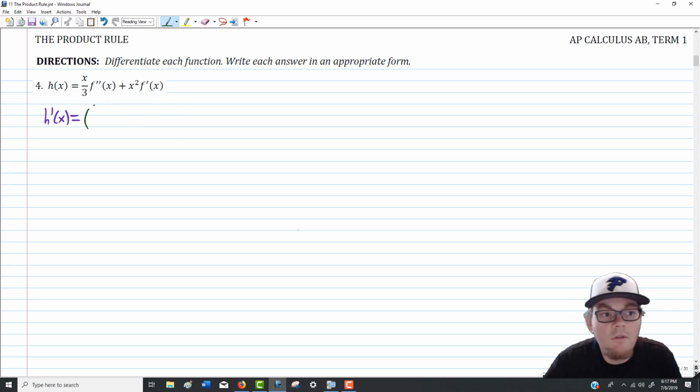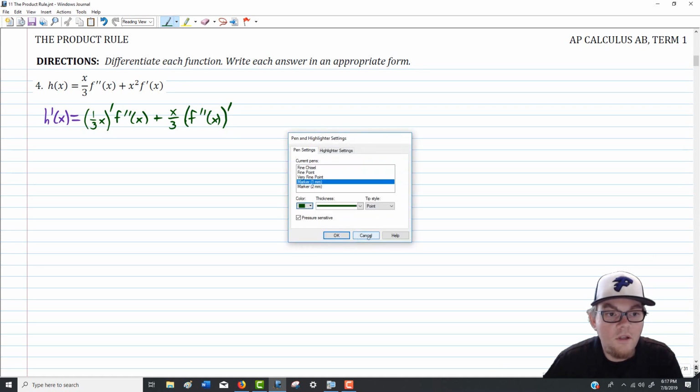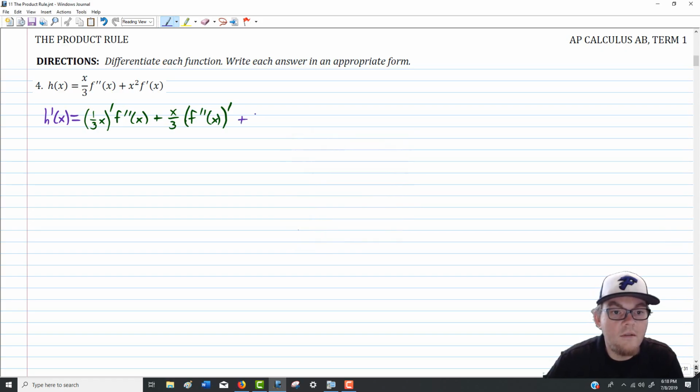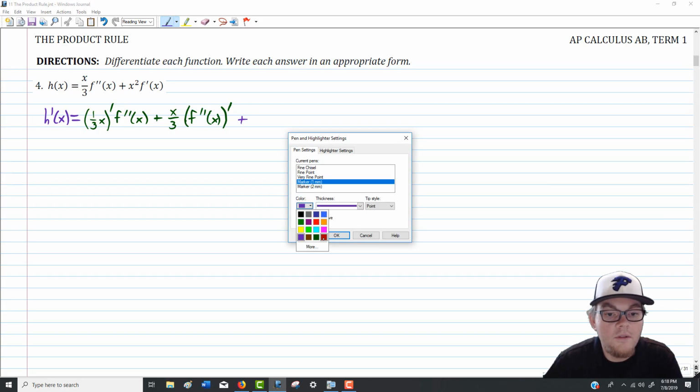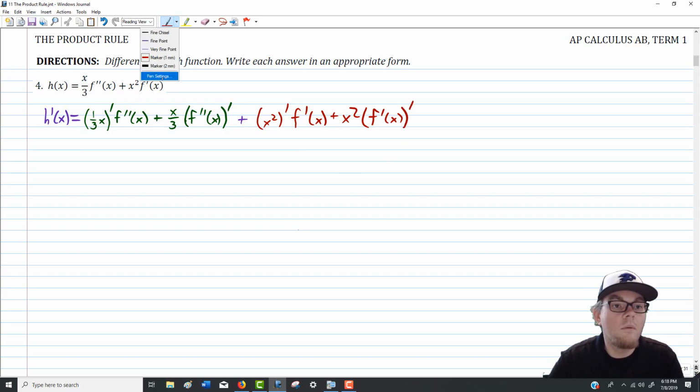So first, we've got the derivative of x over 3. I'm just going to write that as 1/3 x times f double prime of x plus x over 3 times the derivative of f double prime of x. So there's our first one. Okay, next we're going to add to that, because the product rule does involve a sum of two products. Next we're going to add to that the derivative of x squared times f prime of x plus x squared times the derivative of f prime of x.